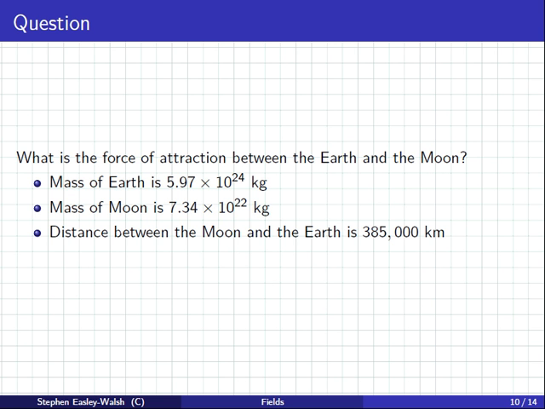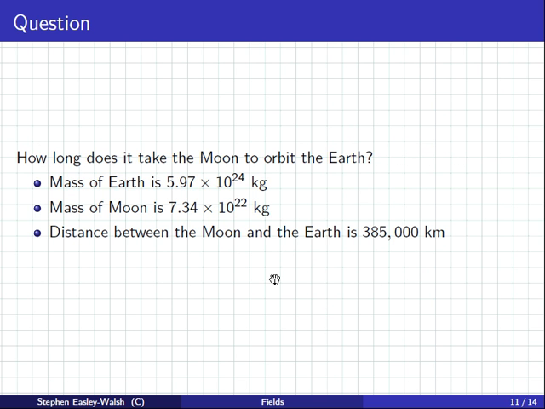You got an answer? Yeah. It's pretty big? What you got? 1.97 times 10 to the power of 20. Yeah. Nice. Right. How long does it take the Moon to orbit the Earth? Same info.